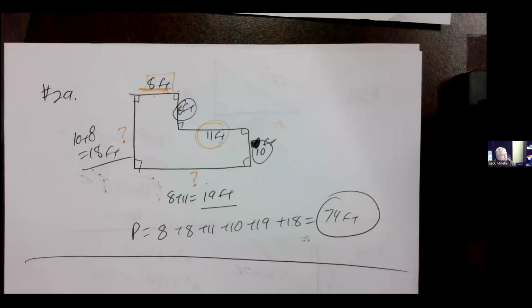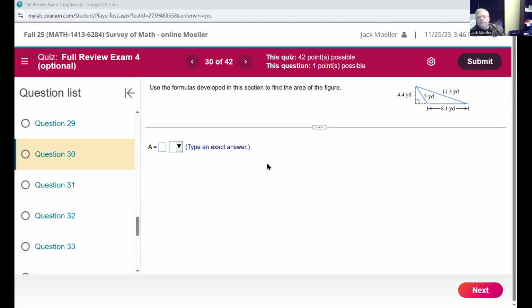All right, so let's go back to the quiz. All right, use the formulas developed in the section to find the area of the figure. So that's a triangle. So area of a triangle is 1/2 base times height. Okay. When we're talking about triangles and parallelograms, you really have to be careful which measure you use. They have to be at 90 degrees to each other.